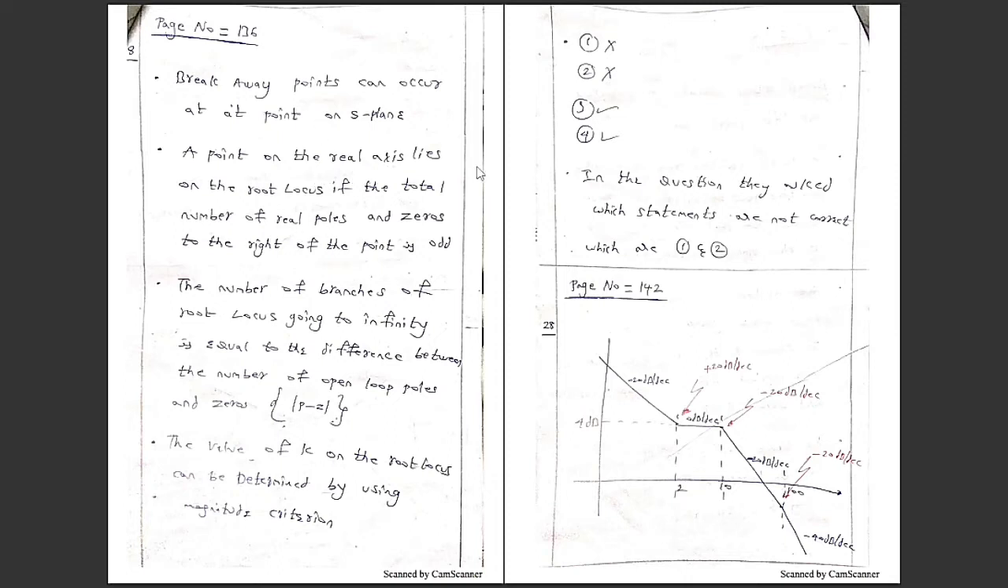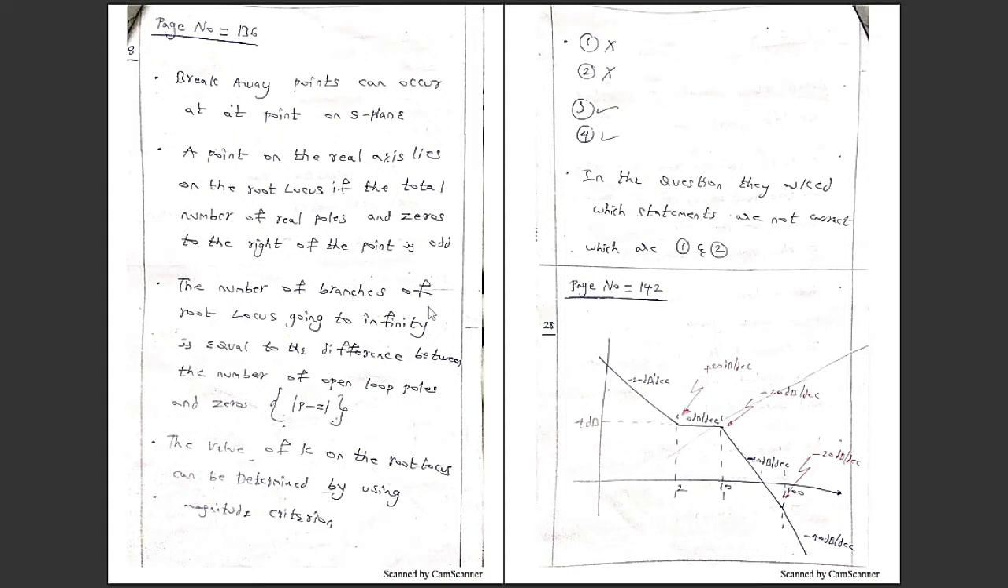A point on the real axis lies on the root locus if the total number of real poles and zeros to the right of the point is odd. So whenever the sum of the open loop real poles and zeros to the right side of the point is odd, then only that point is going to lie on the root locus.